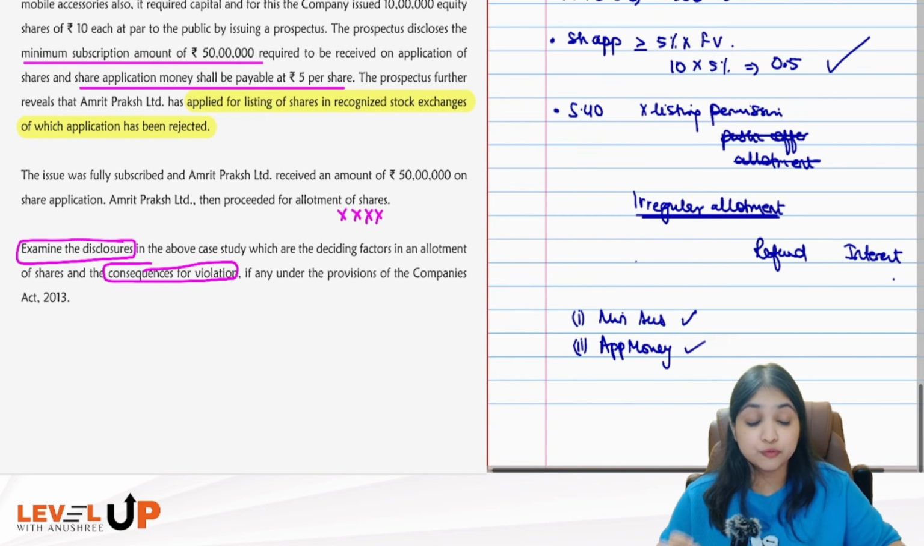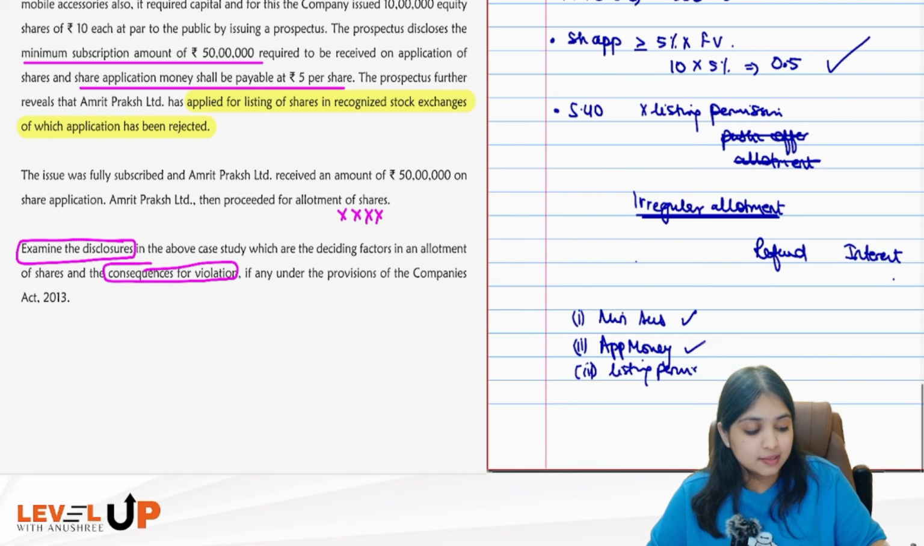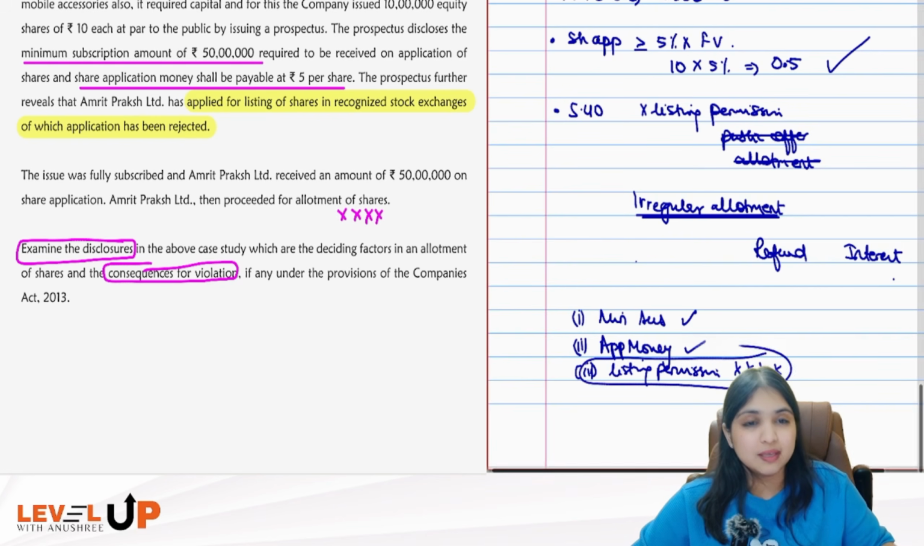Yes, the provision is fulfilled. However, the third point: the listing application was rejected. We did not get listing permission. Therefore, we cannot proceed with the public offer. We should not make the allotment. So this is where there is a violation.